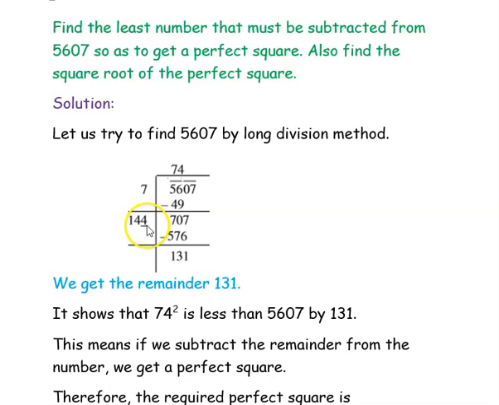Then I want to find a digit here such that the number written here will be the next quotient, and if you multiply the new number with that new quotient you will get a number which is less than 707. So I have found 144 into 4, which is 576, which is less than 707. Now I have subtracted 707 minus 576. So I got the remainder 131.